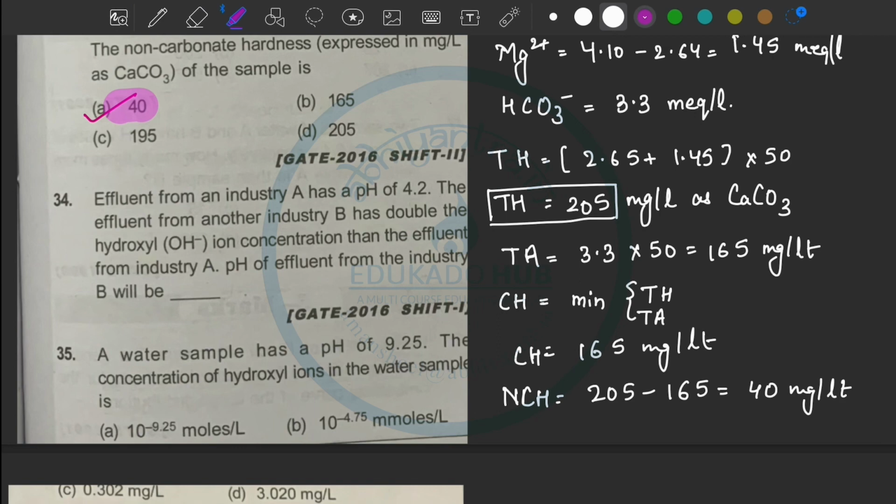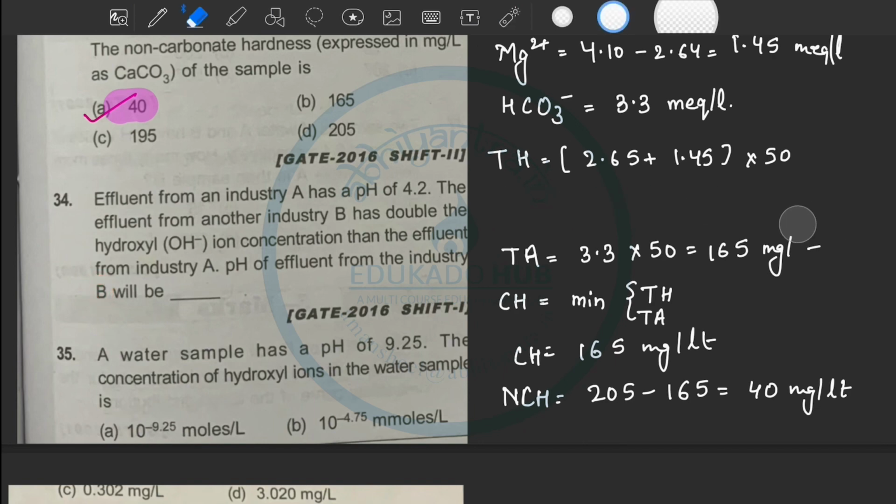Okay, let's move on to the next question, which is: effluent from an industry A has a pH of 4.2. The effluent from another industry B has double the hydroxyl ion concentration than the effluent from industry A. The pH of the effluent from industry B will be, they are asking. So let's do the question next.